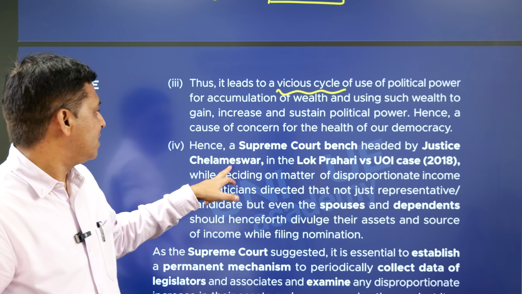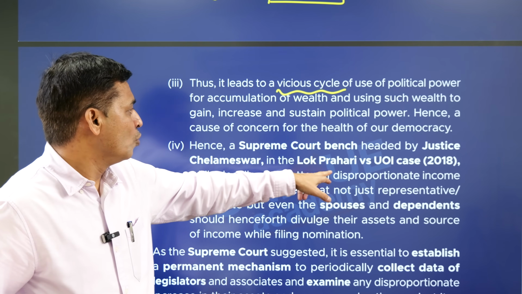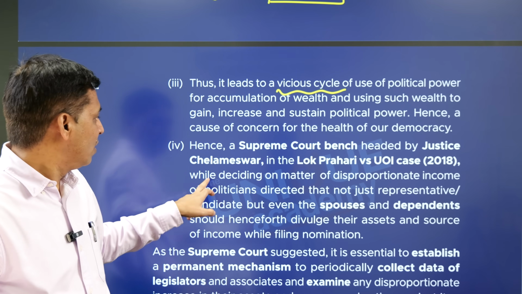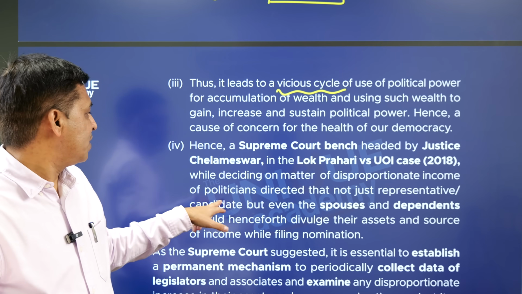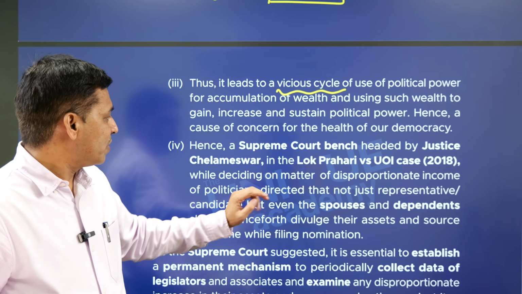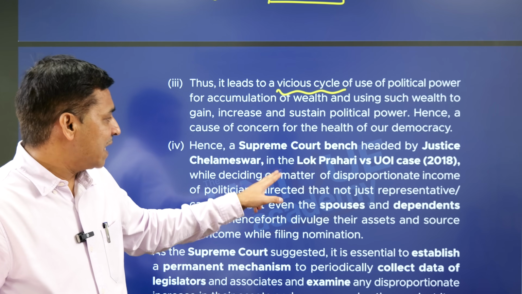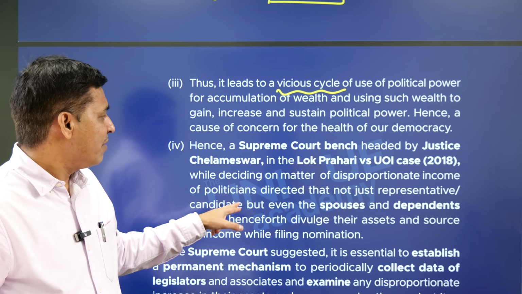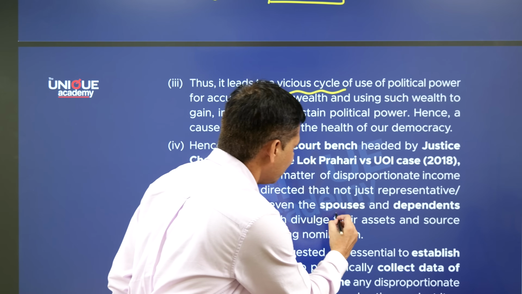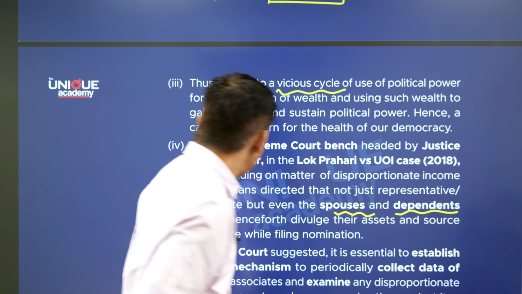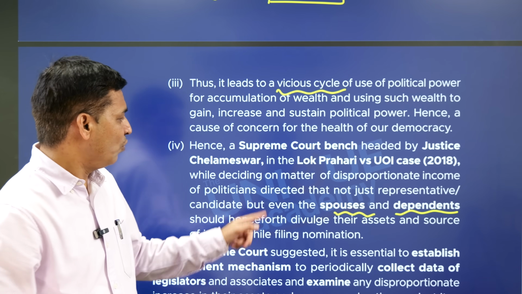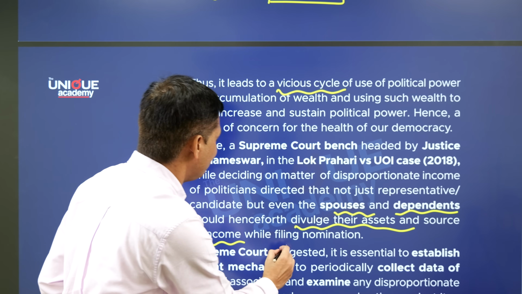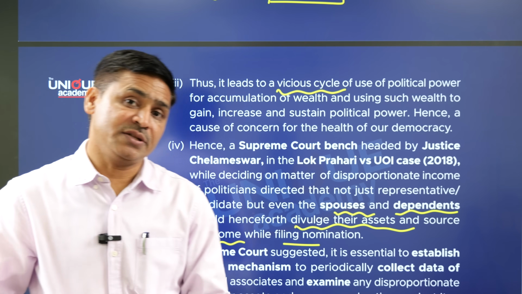Supreme Court bench headed by Justice Chelameswar in Lok Prahari versus Union of India case 2018, while deciding on matter of disproportionate income of representatives, directed that not just representative candidate, but even, this is very important, spouses and dependents should henceforth divulge their assets and source of income while filing the nomination.